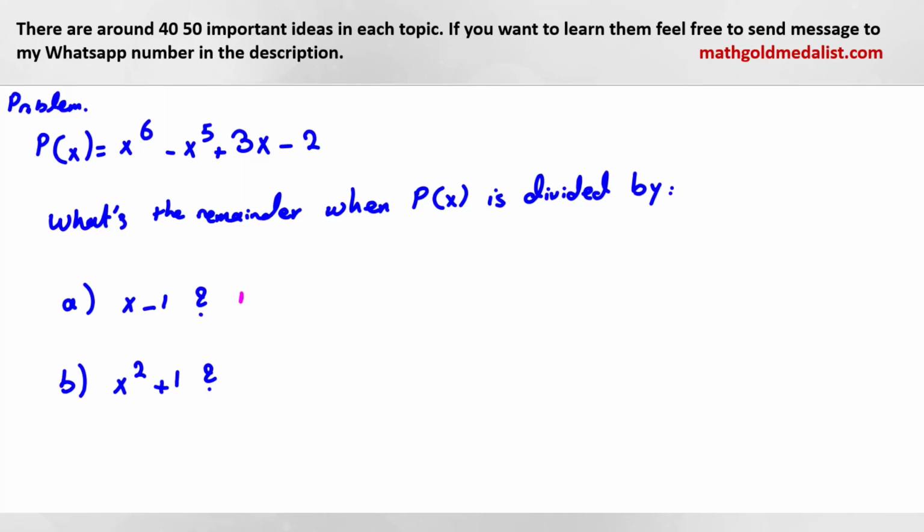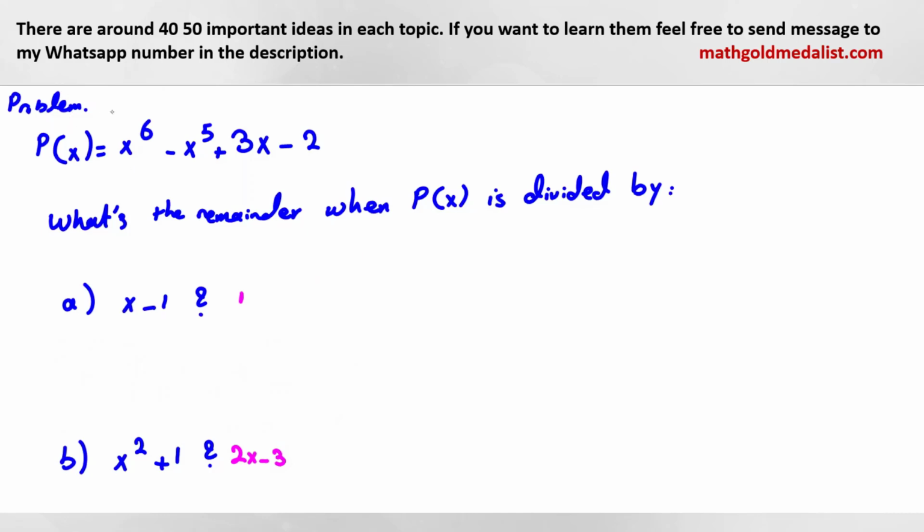Is it 2x minus 3? Yeah. Okay, let's check. 2x minus 3. I want to tell you different approaches for solving these types of problems. First one, I will explain for part A, then we will use the same approaches for this part.